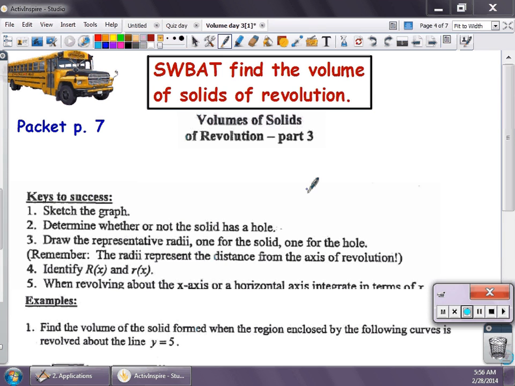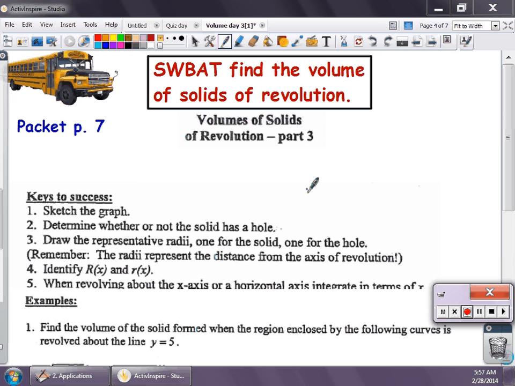As you can see, we're going to take a look at finding the volume of solids. This is our third day looking at volumes of solids. We've looked at finding the volume of solids in terms of x and y, and we've looked at solids that have a hole, and solids that don't have a hole. The only axes that we have revolved our solids around so far are the x and y axis.